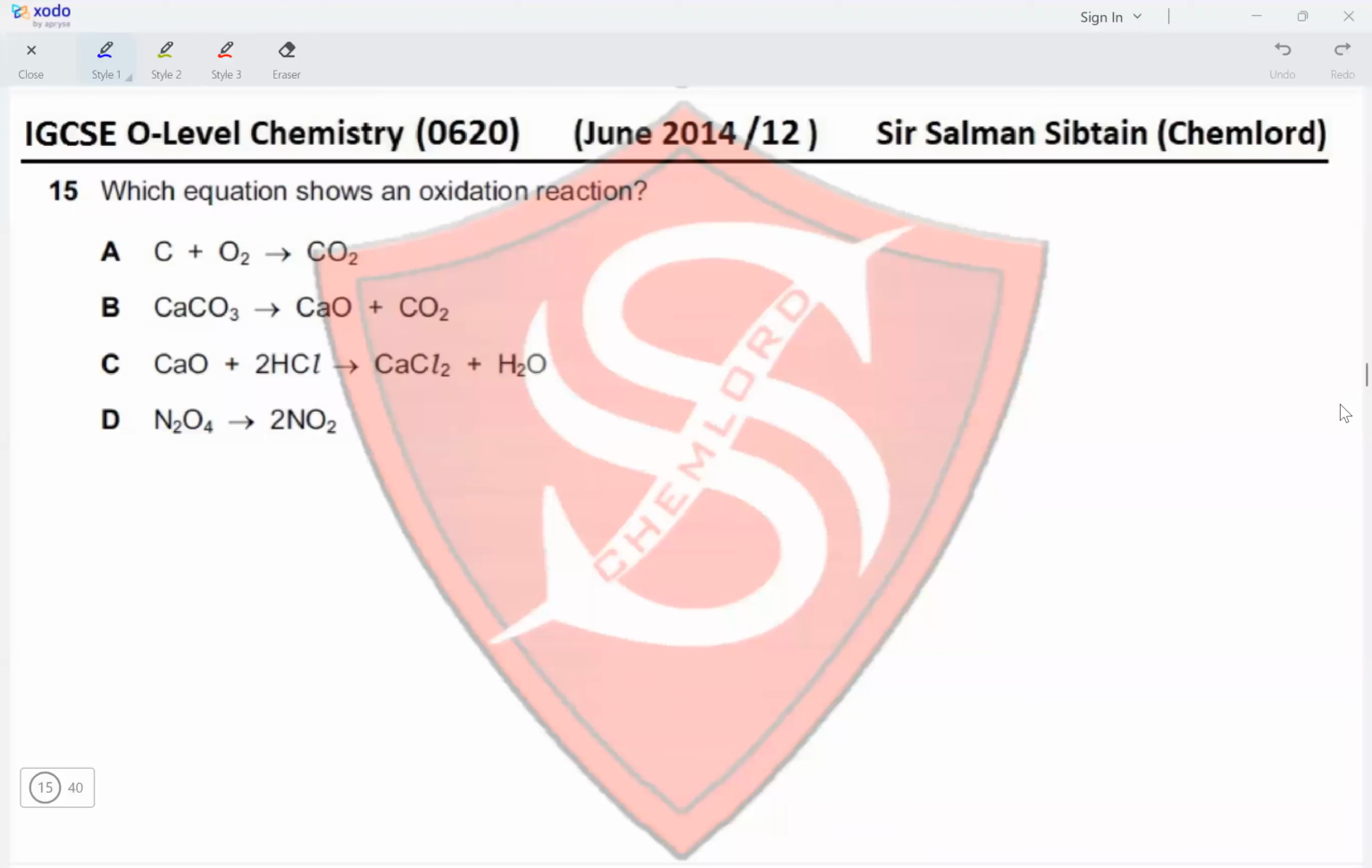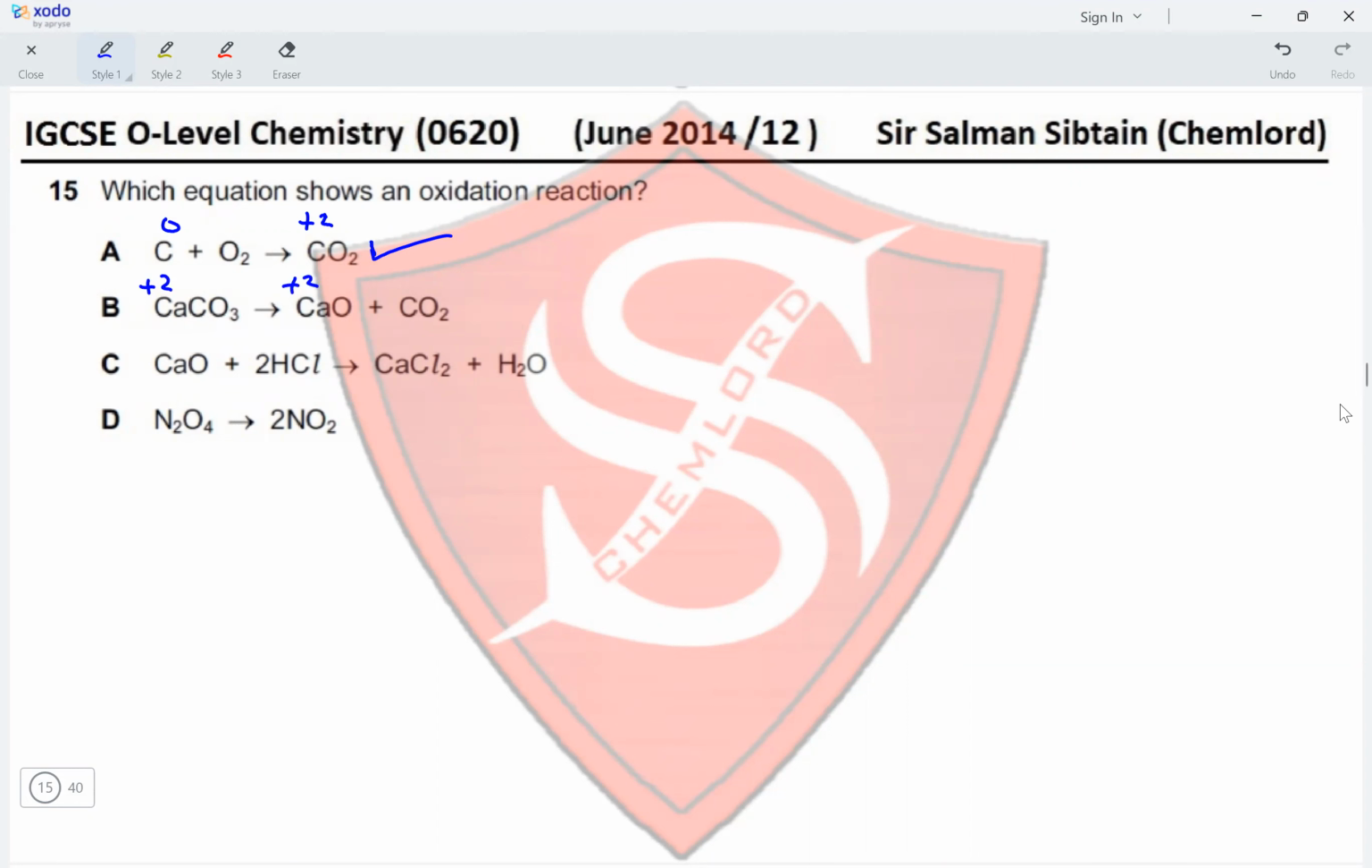Question 15. Which equation shows an oxidation reaction? So carbon plus oxygen gives CO2. Carbon has an oxidation state of 0. In CO2, it has an oxidation state of +4. 0 to +4 is oxidation. So this is correct.